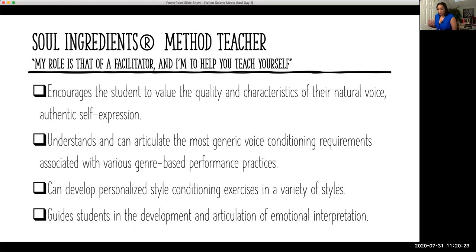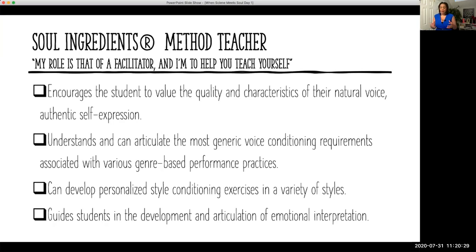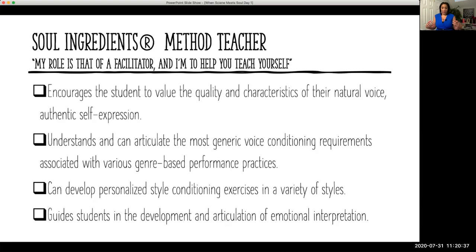We need to be able to understand and articulate the most generic voice conditioning requirements associated with various genre-based performance practices as teachers. Because, again, if we're teaching people how to communicate, style is culture.